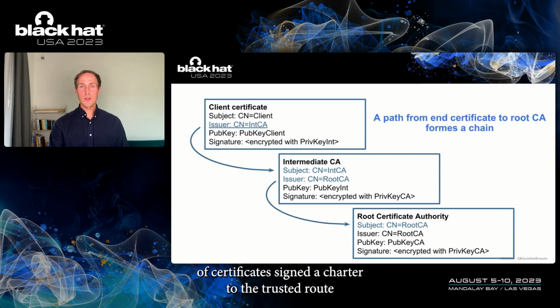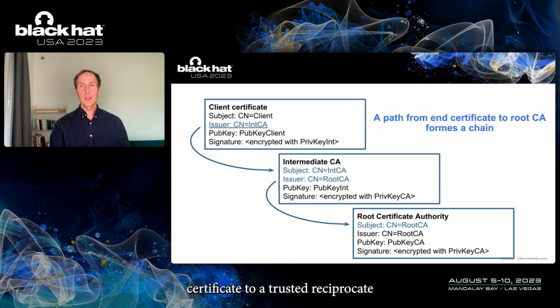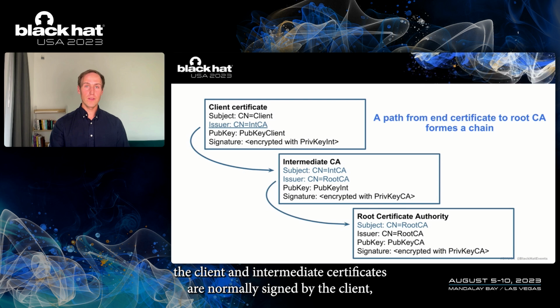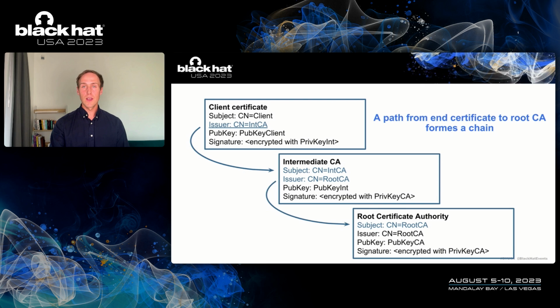A sequence of certificates signed by each other up to the trusted root forms a certificate chain. In order to check the validity of the certificate, the server should build a trusted chain from the client certificate to a trusted root certificate. The client and intermediate certificates are normally sent by the client, whereas the server only needs to know about trusted root certificates.